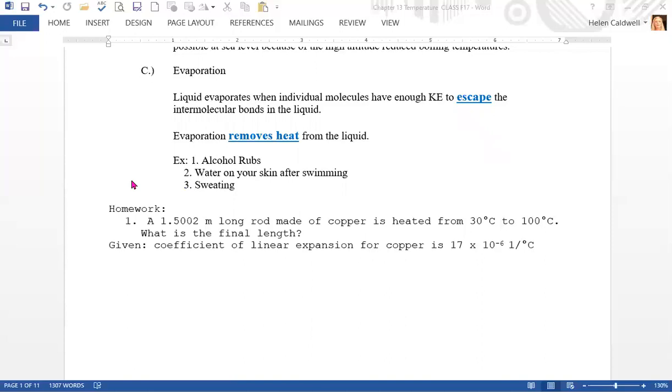So for practice, be sure to practice those expansion and contraction problems for length, the linear coefficient of expansion. There's some in the study guide. If you need help with them, let me know.